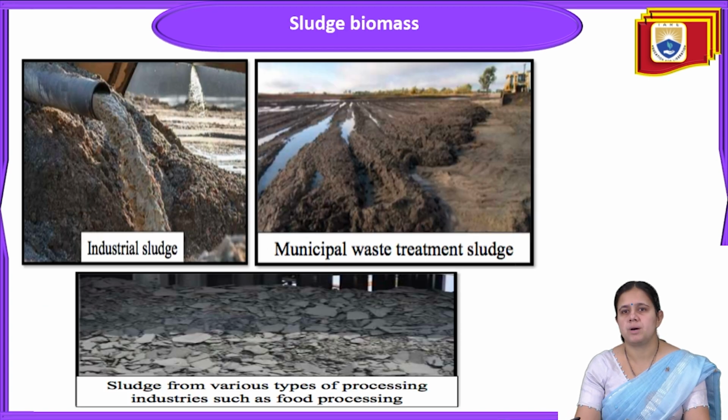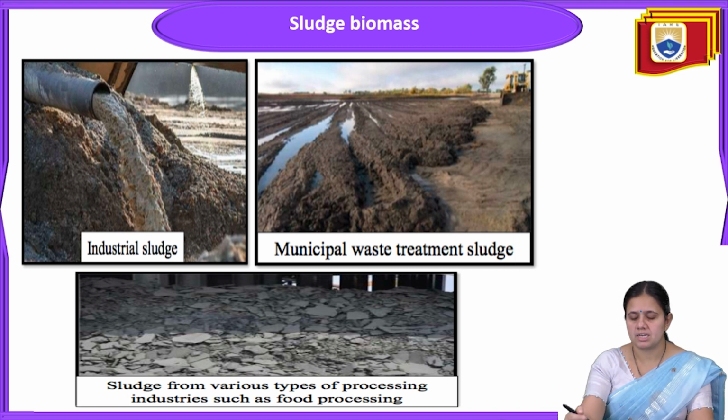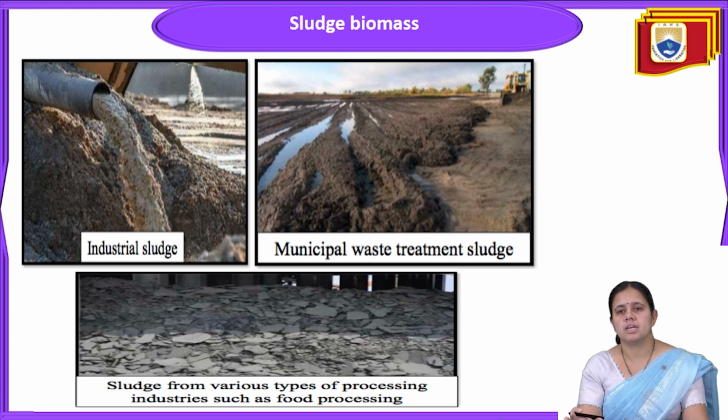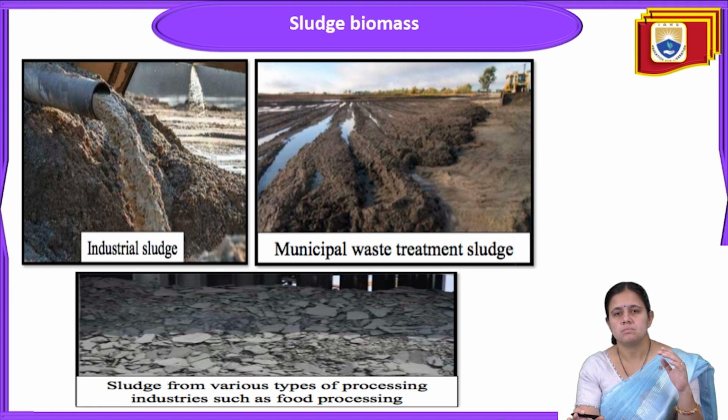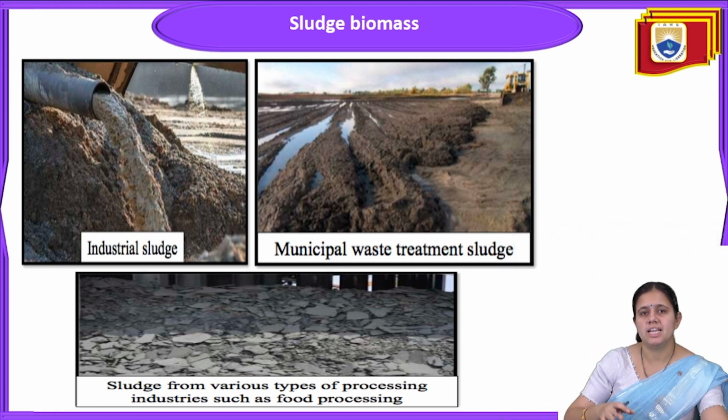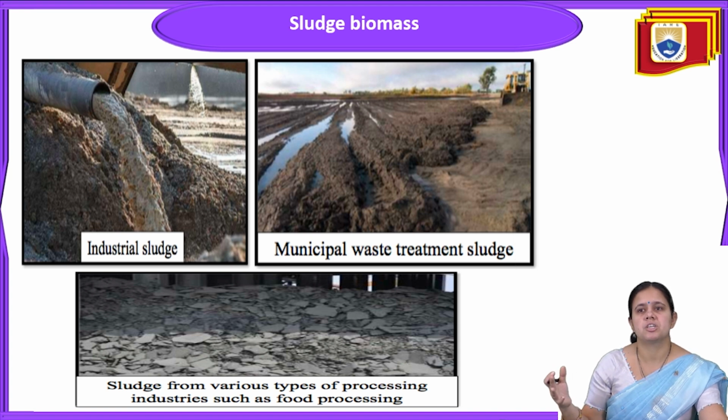Now we'll discuss sludge biomass. Sludge biomass is biomass like municipal wastewater treatment sludge, obtained during municipal sewage water treatment. In sewage water treatment, the sewage is treated in a big settling chamber. In that chamber, the solid particles, the TDS and suspended particles in the water, settle down, and the water comes out from this. The settling of these solids leads to the production of sludge.